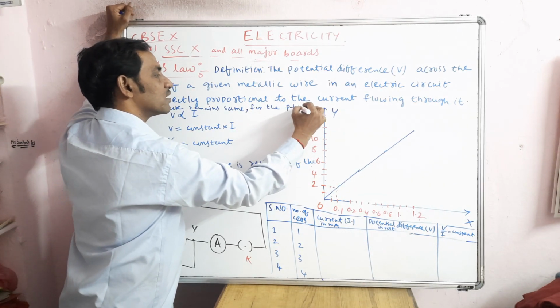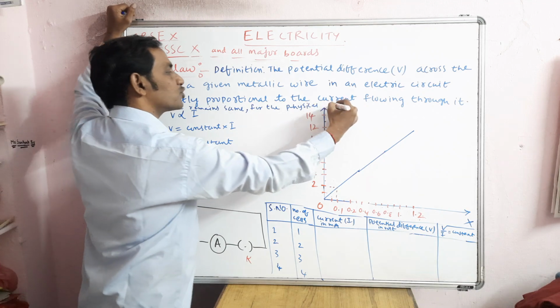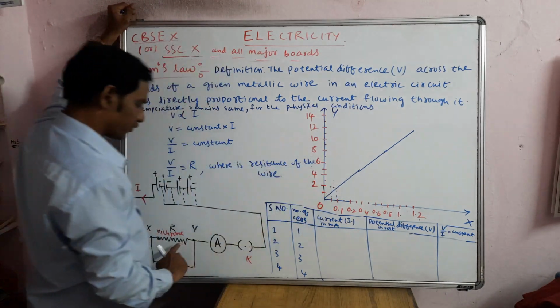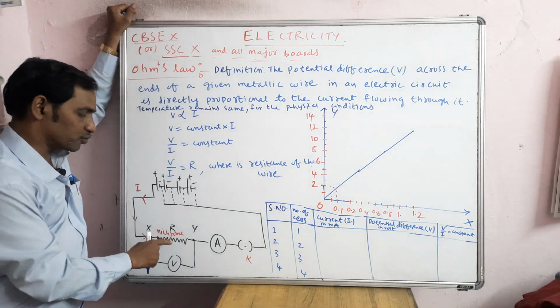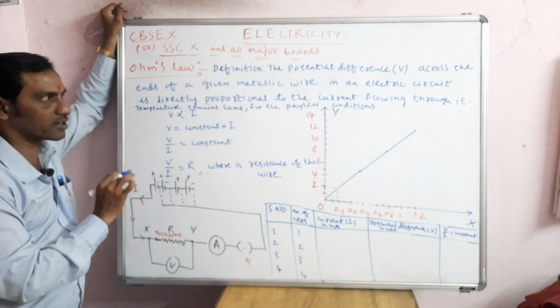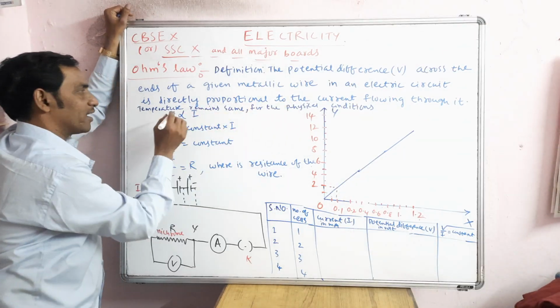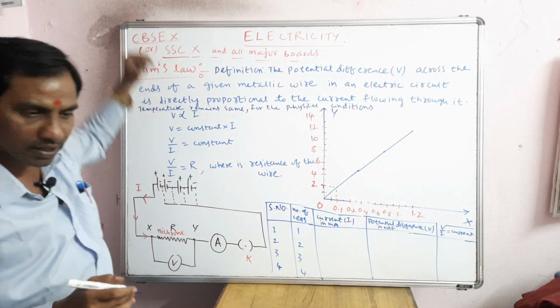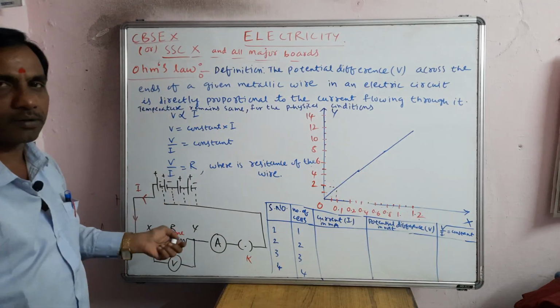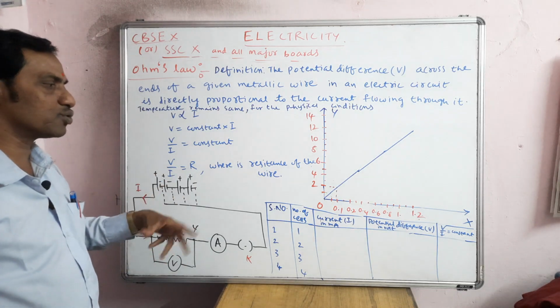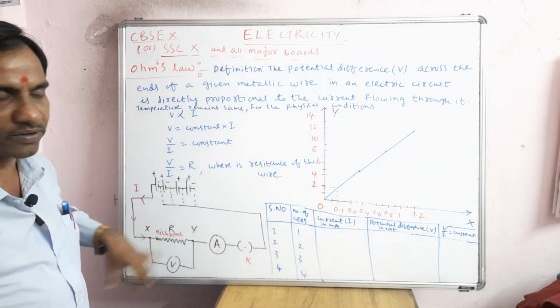Physical conditions means when you are performing this experiment, you should not change the material. If you are using a nichrome wire, you should use nichrome only, and you should not change its length or thickness, means its area of cross section, etc. That is the meaning of physical conditions. And also temperature remains the same, means you should not increase its temperature by yourself. Of course, because of the passage of current, it may increase slightly, but we should not. In that way you have to do this experiment.